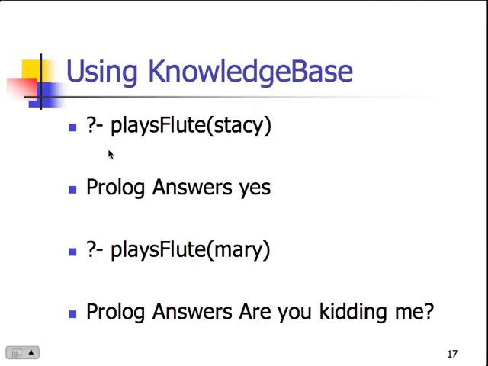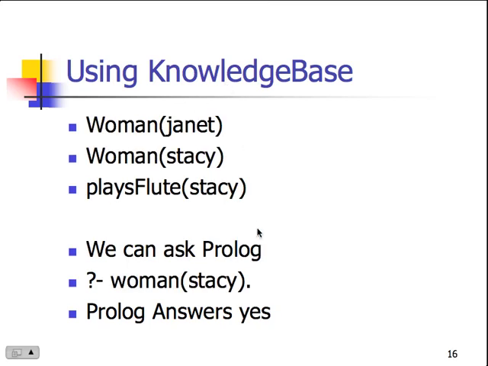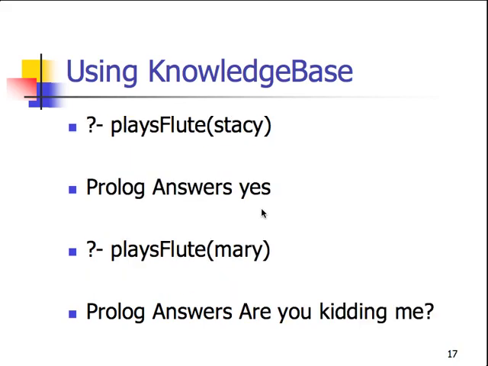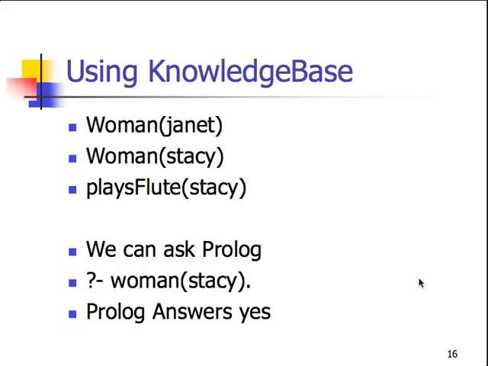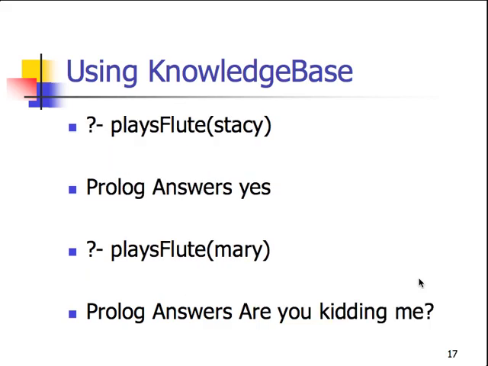After we type this stuff in, the thing to keep in consideration is you have to put the dot at the end. Once you put the dot on the end, it'll run it for you. There's also a button that says run. So select the menu item, and it comes back and says yes or no. Here it says plays flute Stacy. Prolog says yes. Plays flute Mary. Prolog answers, are you kidding me? No, it doesn't answer that way. It just says no, probably, because Mary doesn't play the flute. There's a Stacy and a Janet, but there's no Mary. So it's going to come back and say no. There's no Mary in there.